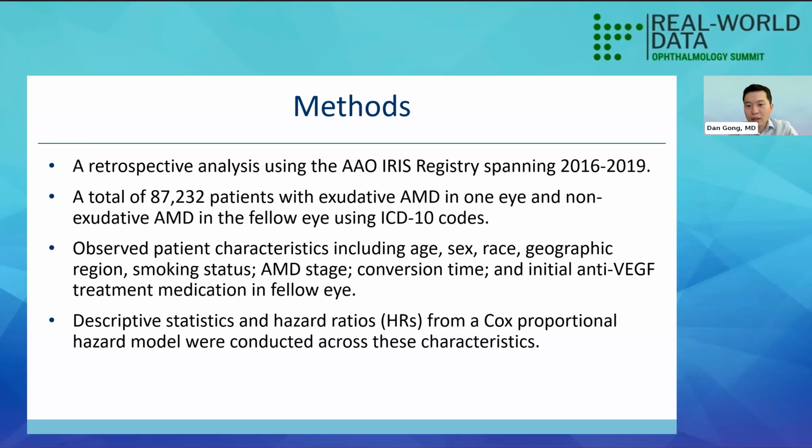We looked at several different patient characteristics. Ones that are of interest that I'll highlight later include smoking status. We also looked at their AMD stage, both based on the eye that already has the unilateral exudative AMD and also the stage of disease in their fellow eye that is still currently non-exudative at the beginning of the study. We also looked at the anti-VEGF treatment medication that was given initially for the fellow eye once they converted. And we created a Cox proportional hazard model to describe our analyses.